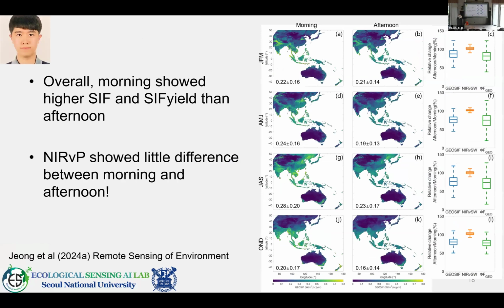And so we built a model, and we generated hourly SIF maps over this whole Earth disk. Overall, we found that the morning showed higher SIF, and even SIF yield was higher in the morning than in the afternoon. In the previous paper, I showed one example in the Korean Peninsula that does not have so much water stress. But here, we found that afternoon SIF yield was lower, and it is very, very strong in the case of Australia, where water is limited. So we can detect the physiological signals of SIF from this data set.